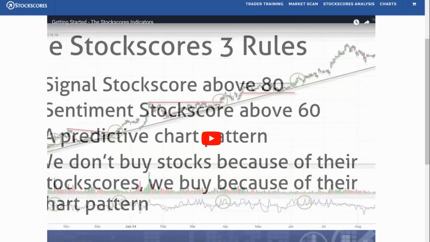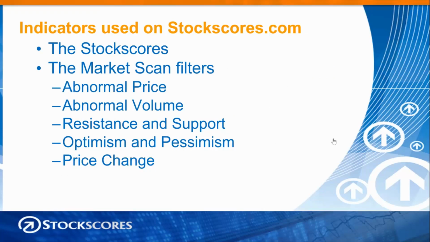They're basically, we need the signal stock score above 80, the sentiment stock score above 60, and a predictive chart pattern. Now this particular video will go into more detail about how that works. I'm not going to go into that tonight because you can watch the video. It's simpler to do it that way. It's not a long video, but that's a good place to get started if you want to understand how to use the stock scores. Now I want to stress that the stock scores indicators are really just for position trading.